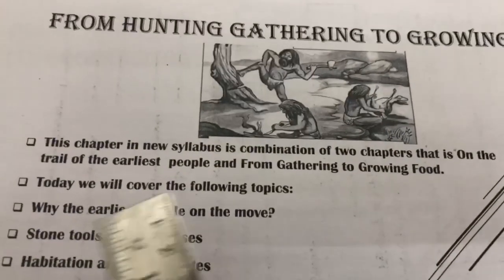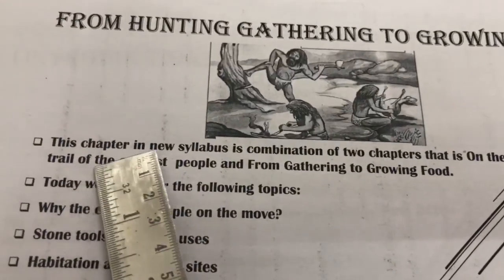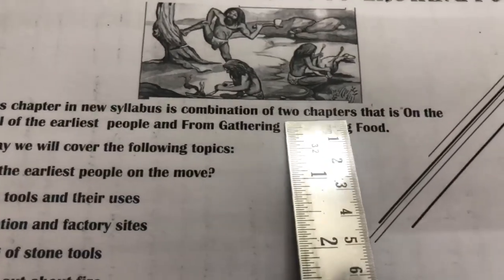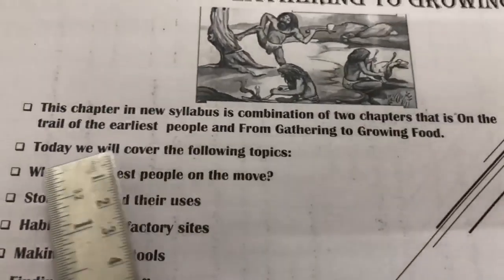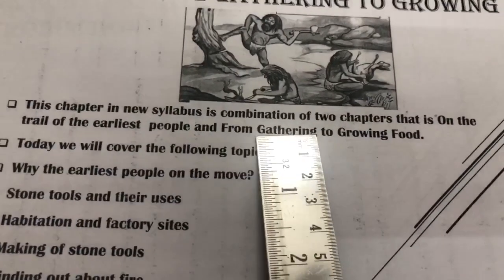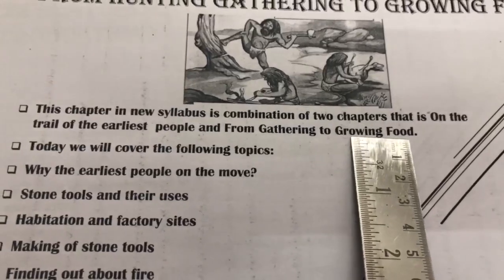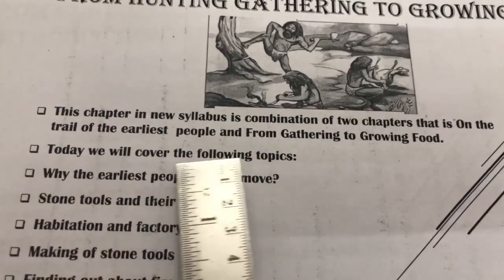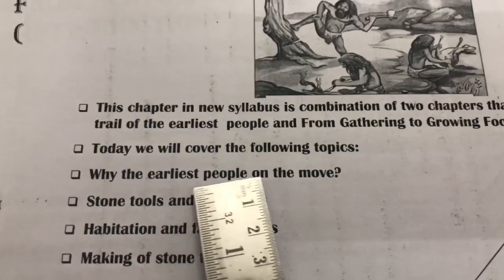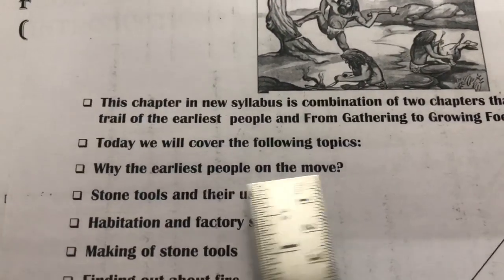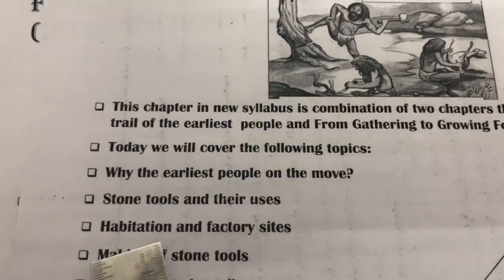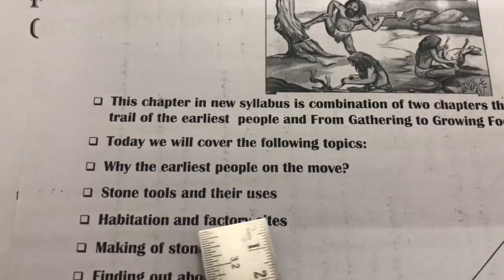Now this chapter, as I have told you, is in the new syllabus and it is a combination of two chapters, that is, On the Trail of the Earliest People and From Gathering to Growing Food. Today we'll cover the following topics: why the earliest people were on the move, stone tools and their uses, habitation and factory sites.